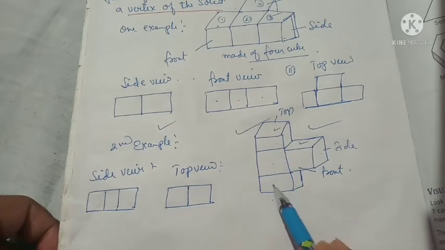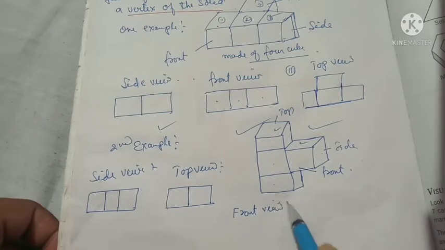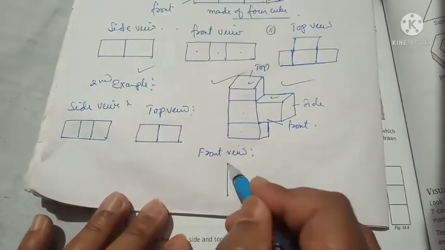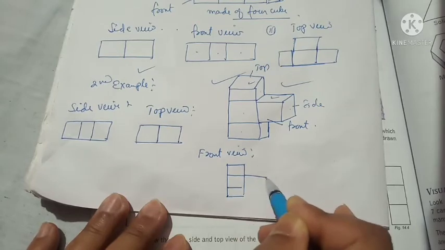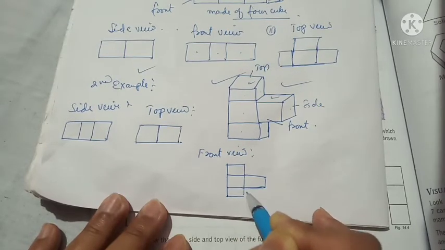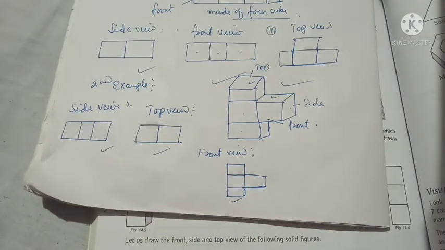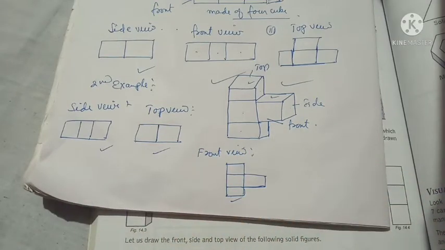And what about the front view? Let's see, 1, 2, 3, and 4. This one is the front view. The front view will be in this form: 1, 2, and this. This is the front view. Side view, top view, and front view. We can draw this type of solid shape when we see it from different positions, in the top view, side view, and front view.